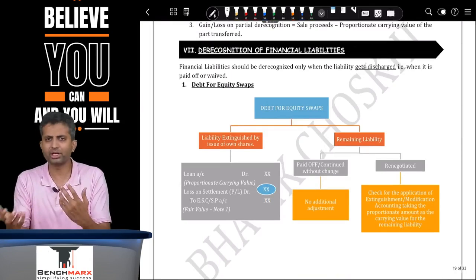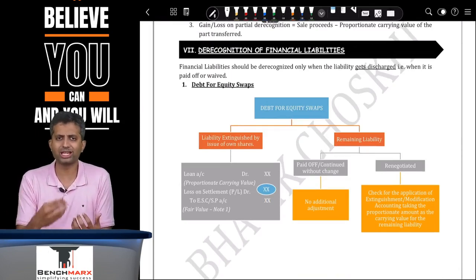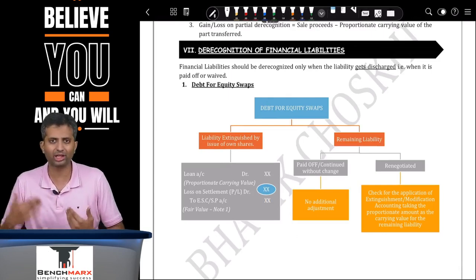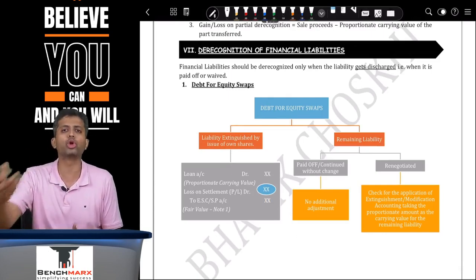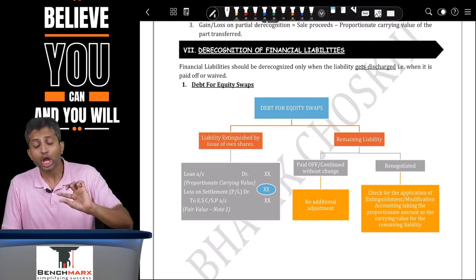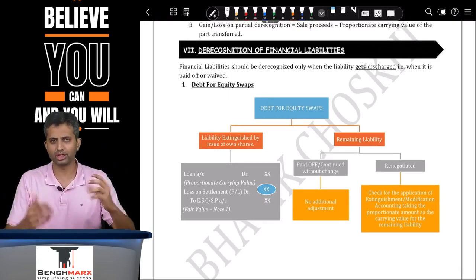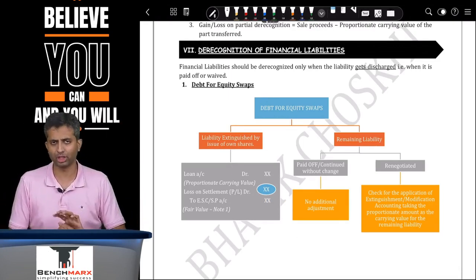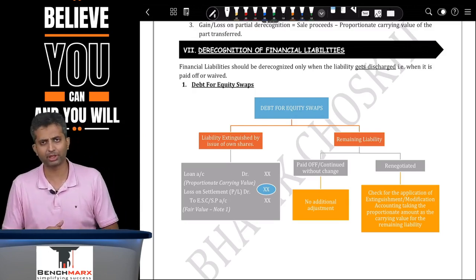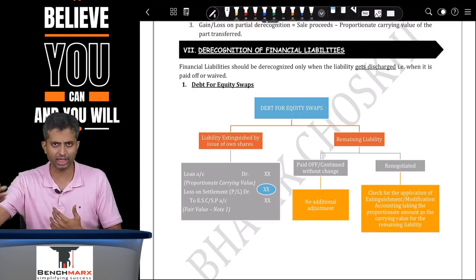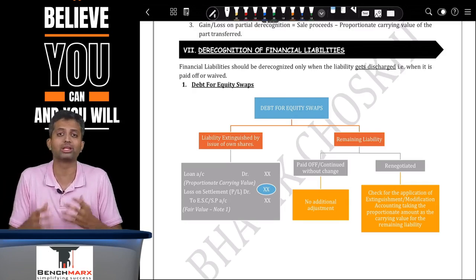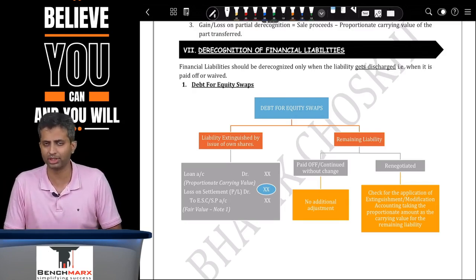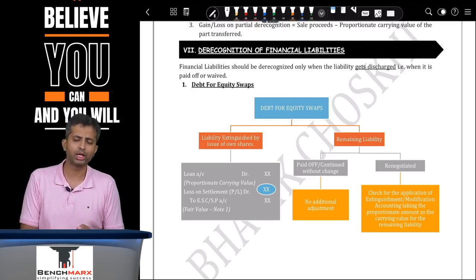Sometimes there may be a debt for equity swap arrangement, that is, you might have a loan liability, but if you are unable to repay it, then you might agree with the lender to give your own equity shares, in which case, to the extent the lender agrees, you will debit that part of the loan, credit equity share capital or securities premium to the extent of the fair value of the shares issued, and the balancing figure, if any, will be shown as a gain or loss on settlement of liability through the debt for equity swap.